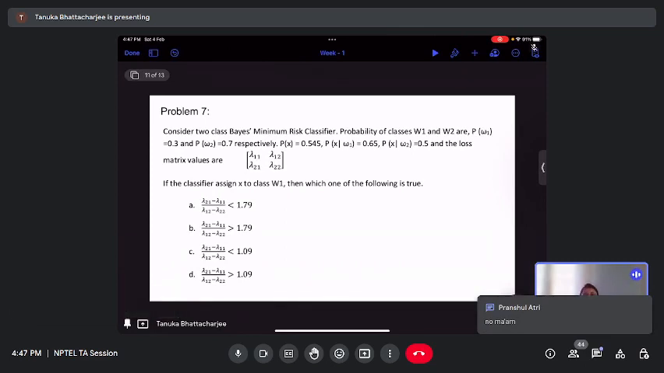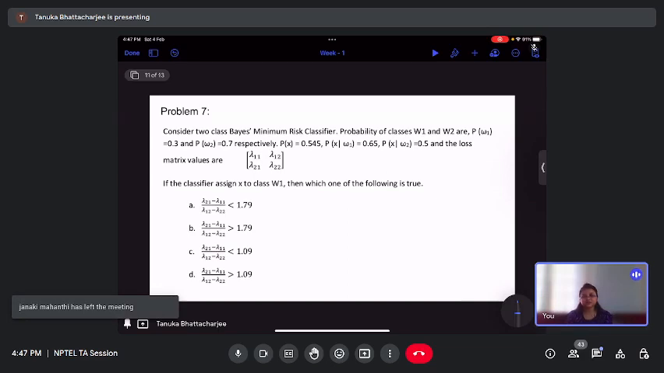So, the next question is on Bayes minimum risk classifier. Here we have been given the probability of classes omega 1 and omega 2. The prior probabilities: probability of omega 1 is 0.3, omega 2 is 0.7. Probability of x is also given, that is 0.545, and these are the class conditional density values. Given class omega 1, the probability of x is 0.65, given class omega 2, the probability of x is 0.5, and we have also been given the loss matrix values, which are in terms of lambda.